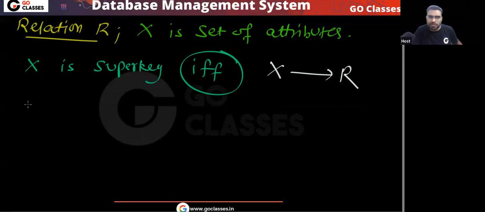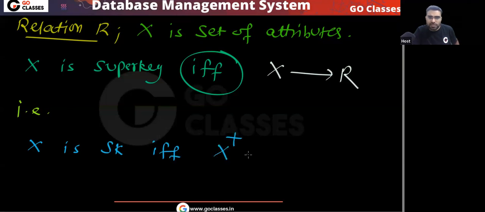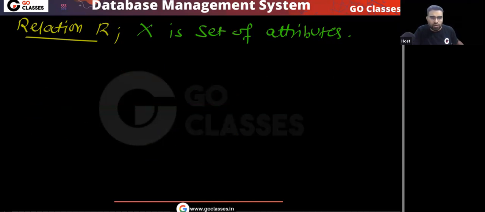The same statement I can also write like this. X is a super key if and only if x plus contains all the attributes. X plus is your R, means x plus contains all the attributes. Very simple. This is the definition of super key. So this is if and only if. Very simple. Now tell me the definition of candidate key.